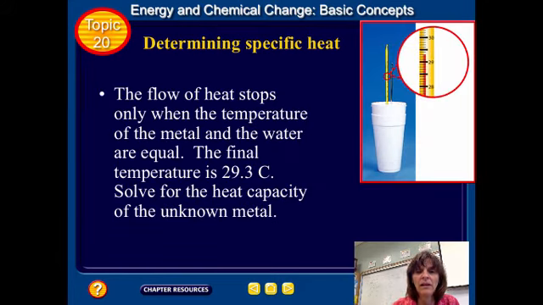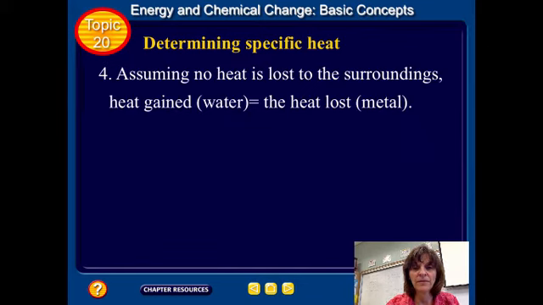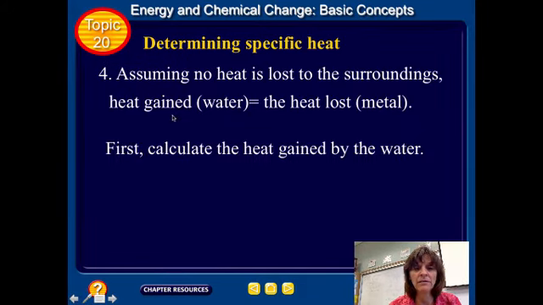All right, the flow of heat stops only when the temperature is the same. So if the final temperature is 29.3 degrees Celsius, solve for the heat capacity of the metal. All right, so let's think this through. Assuming no heat is lost, then heat gained is equal to heat lost.